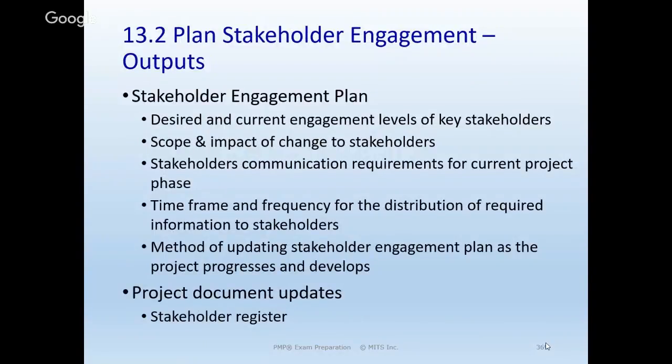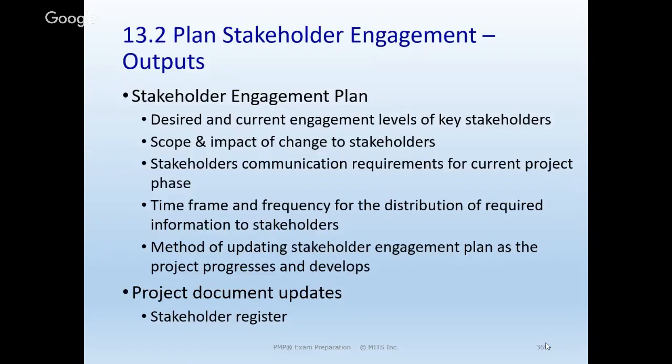So our output from this will be our engagement plan, how we're going to deal with various stakeholders, and the timing and time frame of dealing with different people, making sure we're getting good information out to them when they need it, and how we're going to update that plan as we're moving along. And this is plan to plan, but we might have had some updates even at this point of adding or removing some stakeholders from the register.